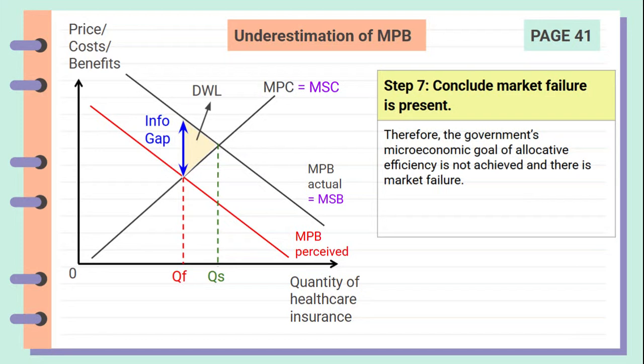The last step is to conclude that market failure is present and the government's micro goal of allocative efficiency is not achieved.